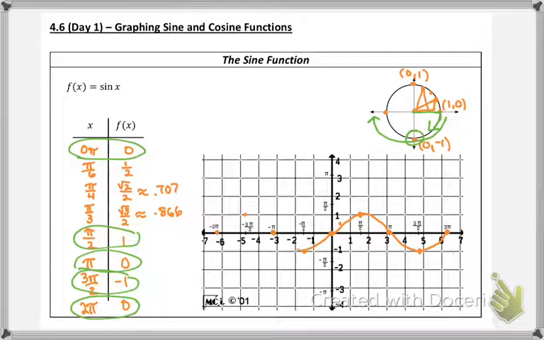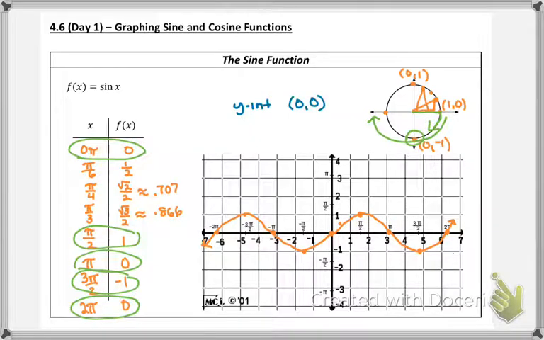And this continues. So you can see that the sine function is a wave that continues and kind of repeats every 2 pi. And the y-intercept of this function is at 0, 0. Okay, let's look at the next one.